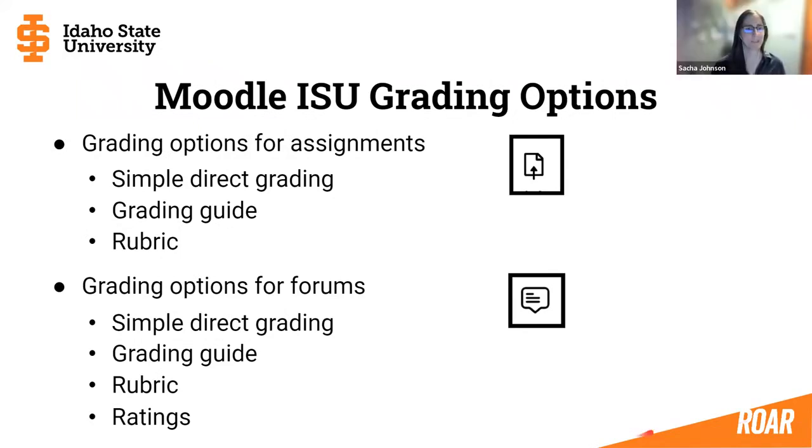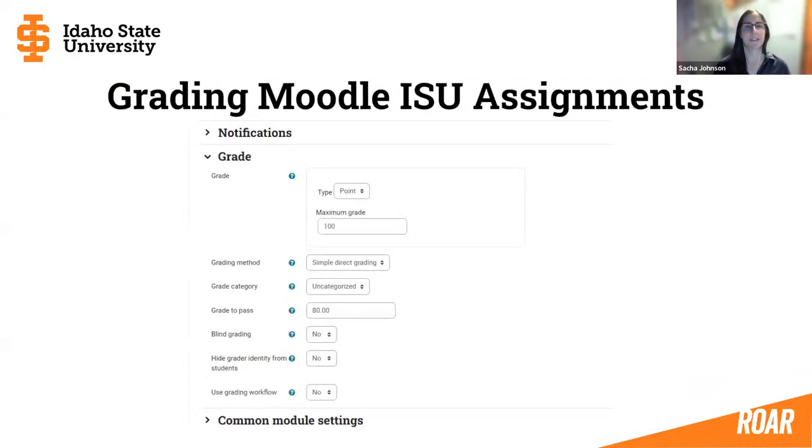Thank you, Kim. So let's first look at the grading methods for Moodle ISU assignments. You can find the different grading methods in the grade section of the Moodle ISU assignments in the settings. And here we can choose from simple direct grading, grading guide, and rubric, as Kim mentioned. So I'm going to start with simple direct grading.